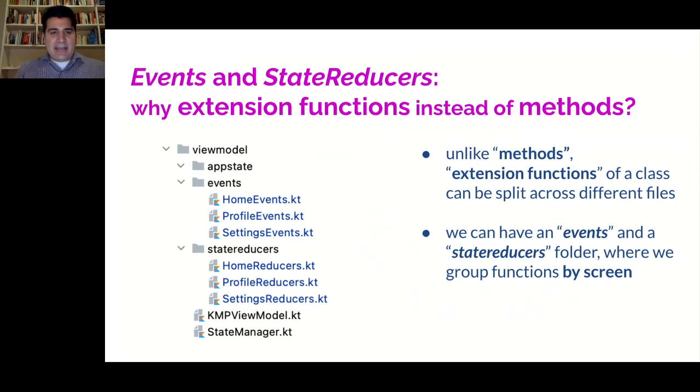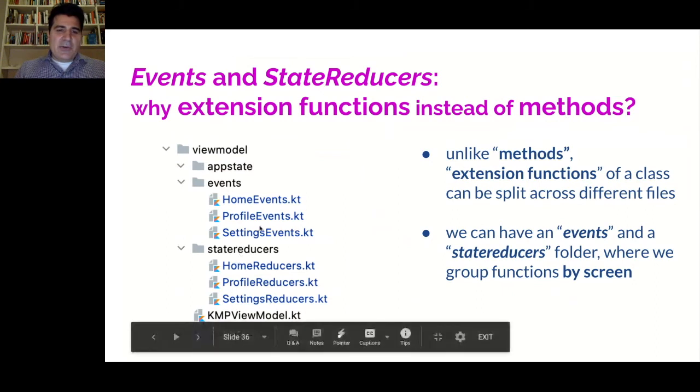So it makes sense. This is what the DKMP architecture proposes: to use this events folder and state reducers folder. And inside of each of them, there are going to be files just specific to a screen. So you would have a file relative to each screen with all these events, which are split in a very neat way.